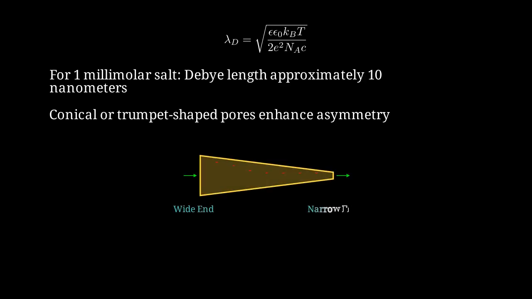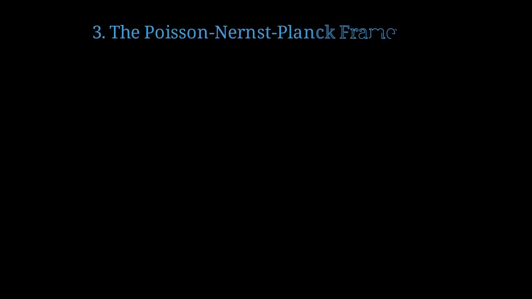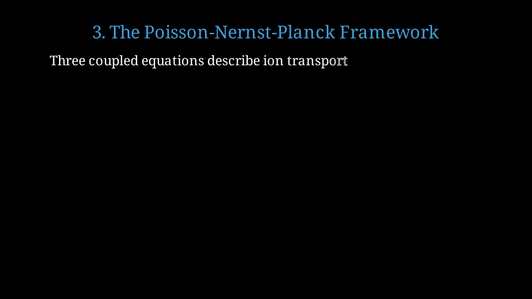In a conical pore with negative surface charge, the narrow end creates higher electric field concentration, leading to stronger rectification effects. The standard theoretical framework for modeling these systems is the Poisson-Nernst-Planck equations. The PNP framework consists of three coupled partial differential equations that describe electrostatics and ion transport. First, the Poisson equation relates electric potential phi to charge density ρ through the permittivity.